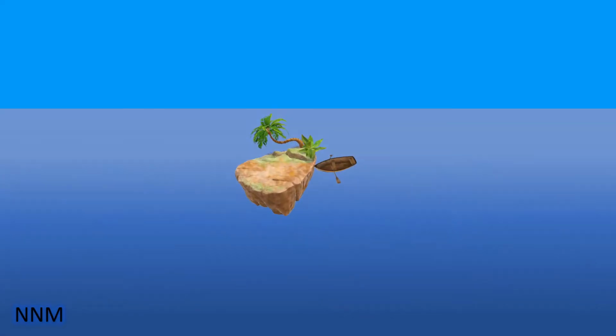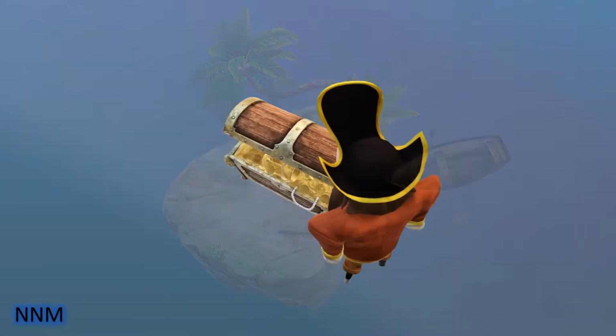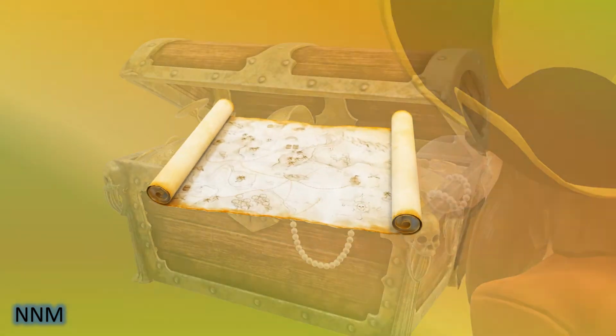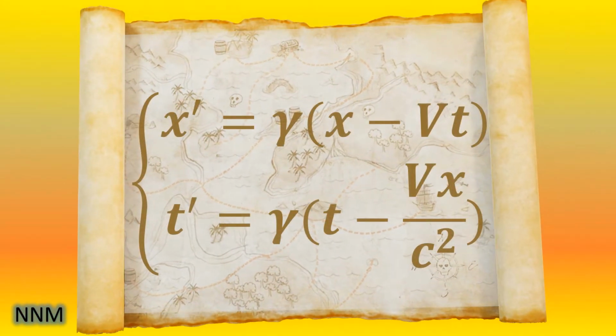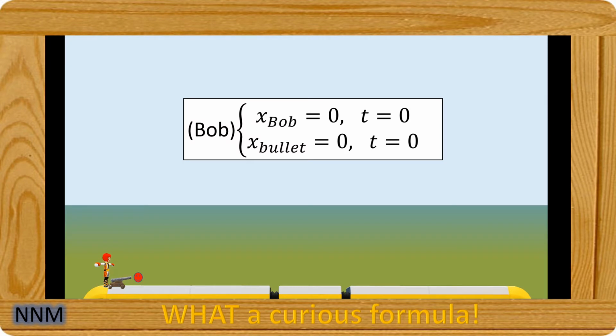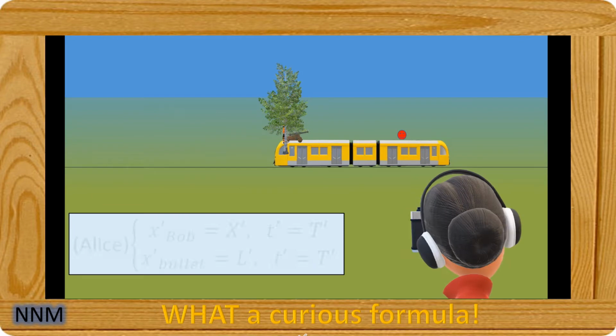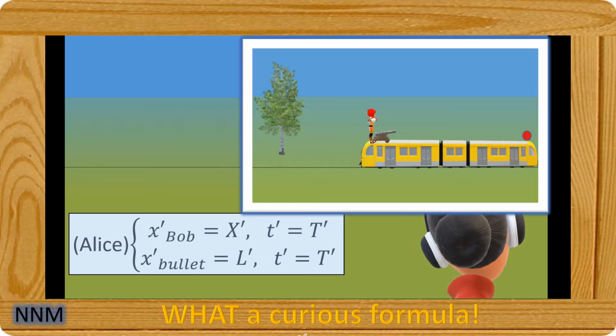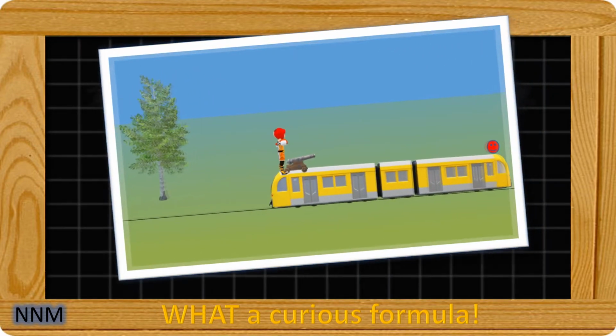At the beginning of the last century, Hendrik Lorentz found the mysterious formulas known as the Lorentz formulas. What do they mean? Suppose Bob sends a bullet, which arrives at the end of the train after a time t. Alice is on the platform taking a picture when the bullet arrives at the end of the train after the time t prime.